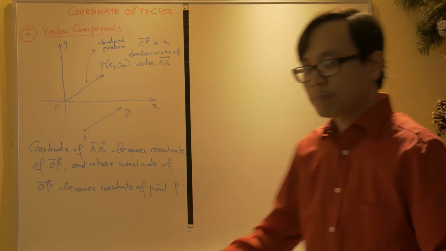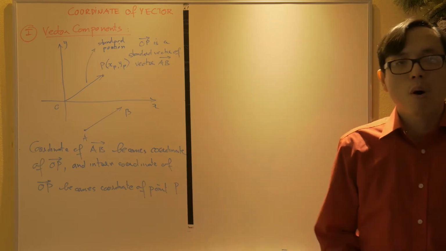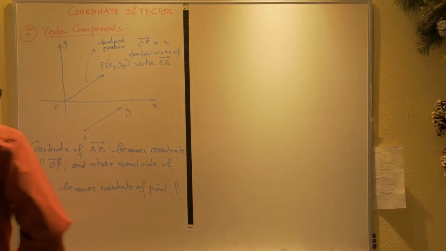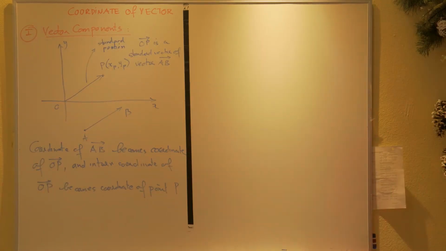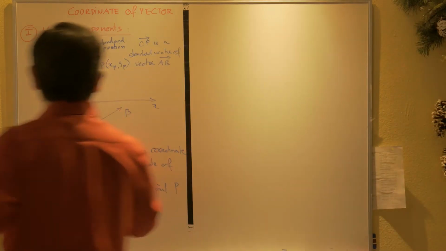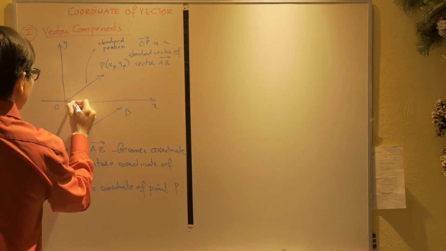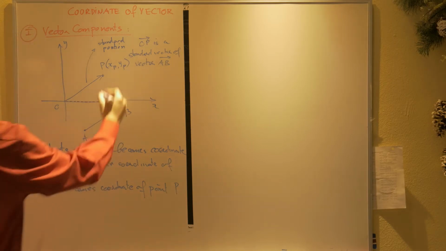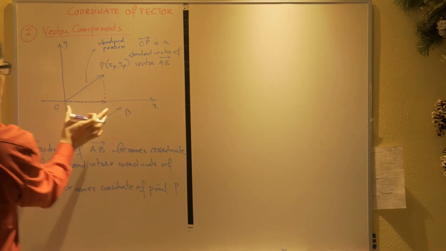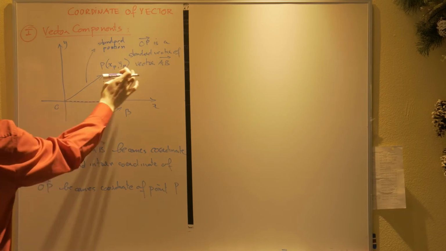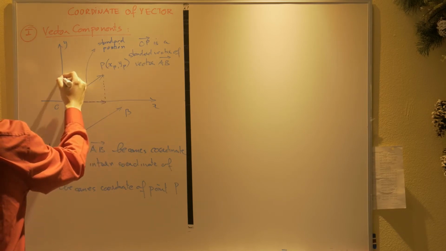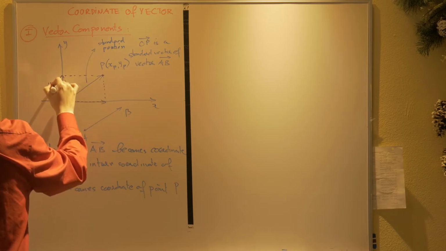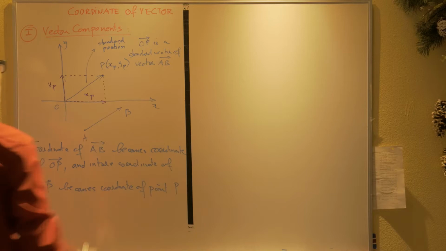What is XP? XP is the X component of point P. It represents the distance from here to here. And YP is this distance from here to here. This is YP, and this is XP.